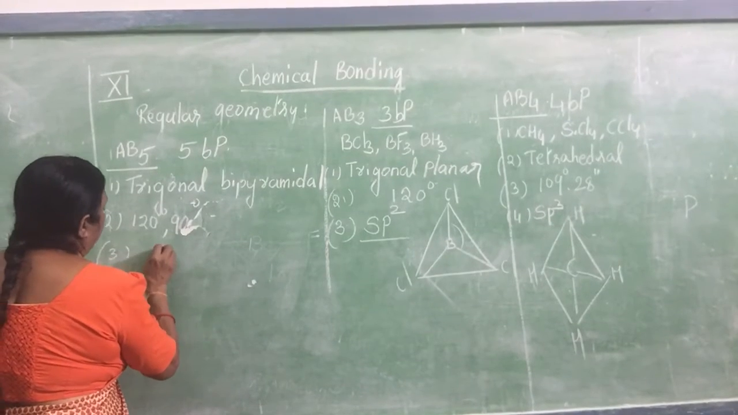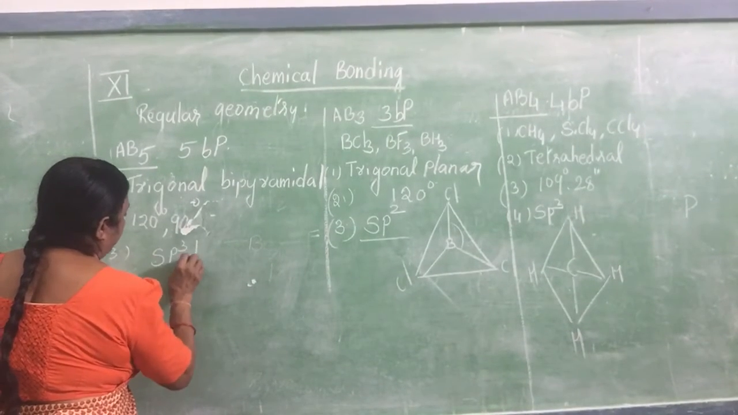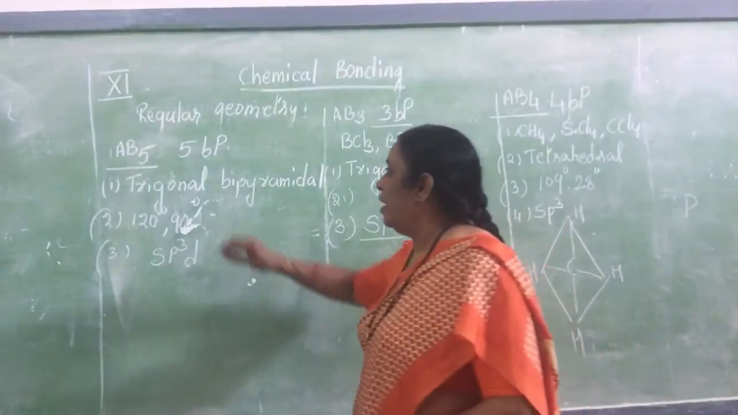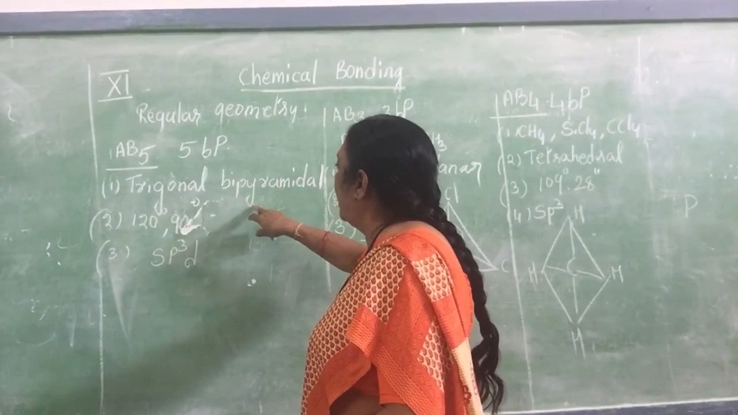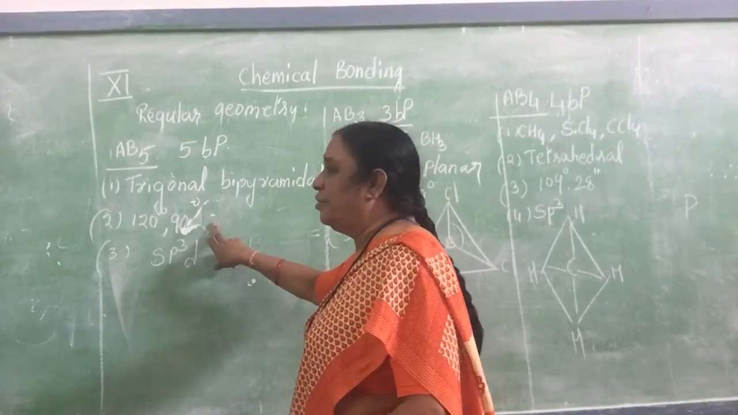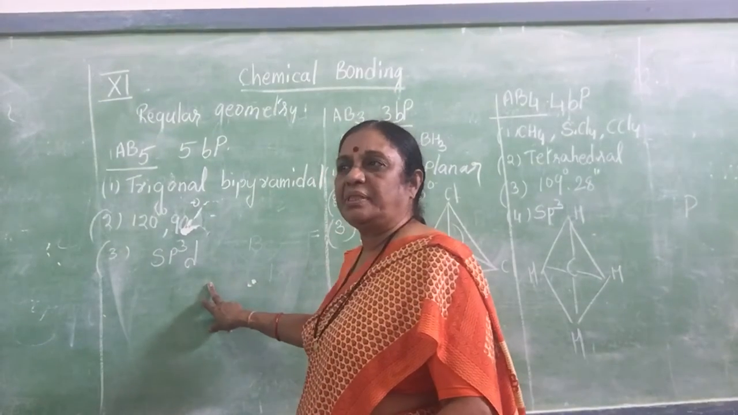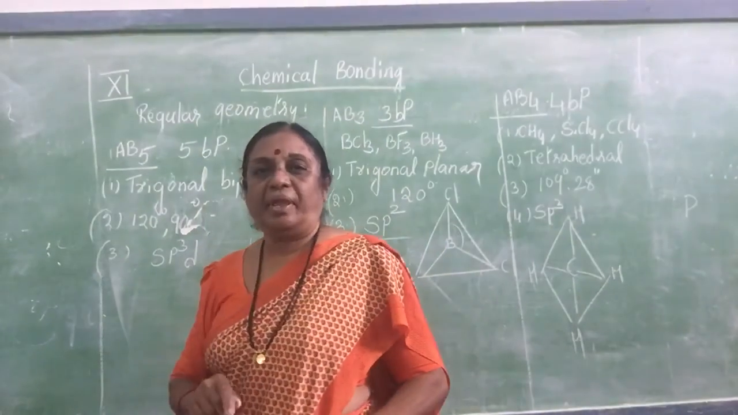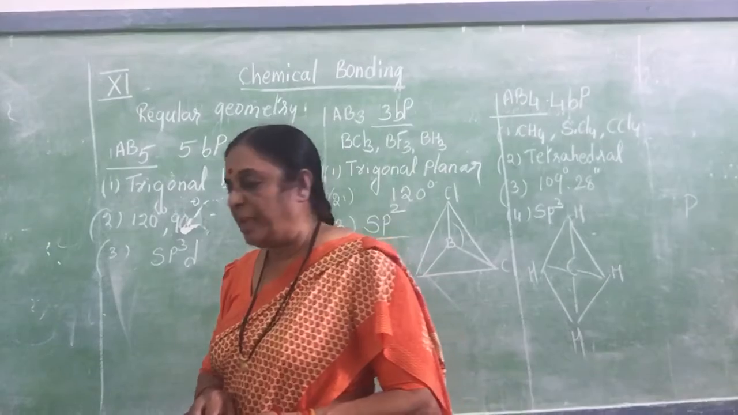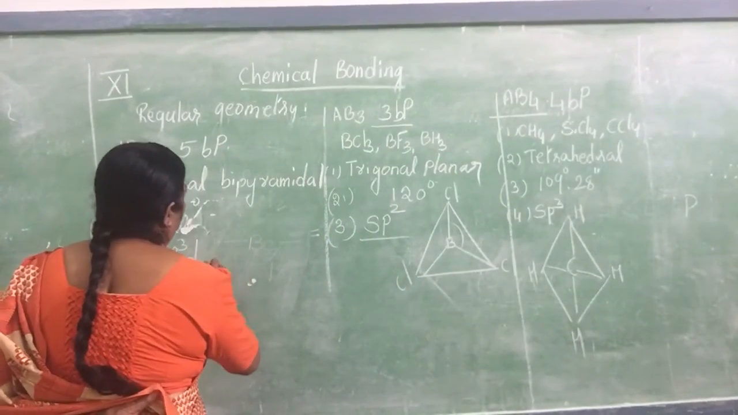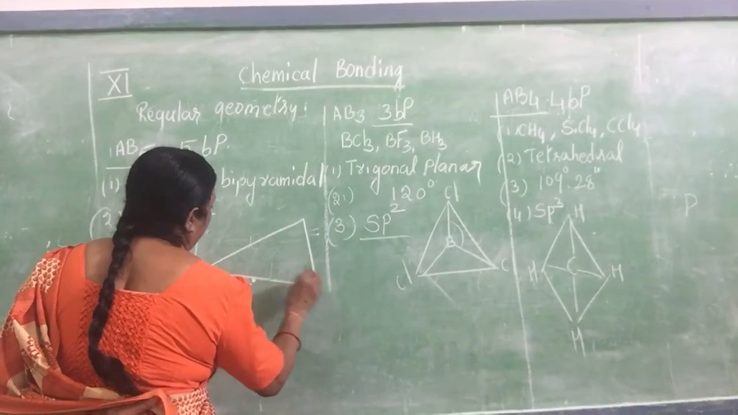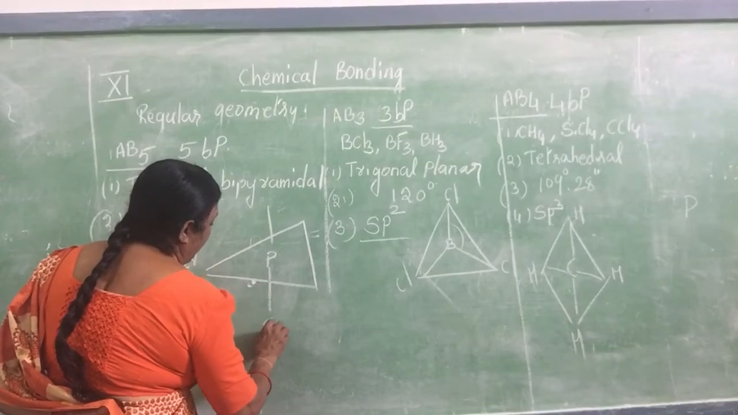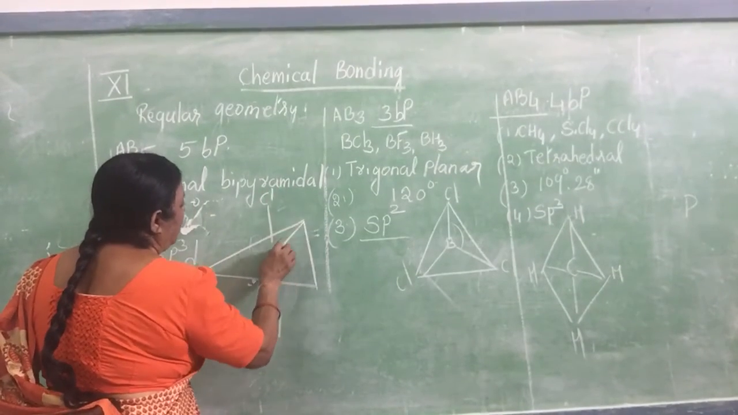Third, sp3d. And repeat, children. AB5, 5 BP, geometry trigonal bipyramidal, 120 and 90 degrees, sp3d hybridization. One atom of A reacts with 5 atoms of B. Now the shape is trigonal bipyramidal. Now to draw, the equatorial triangle. In the center phosphorus is there, and 2 chlorine atoms in the form of a pyramid, bipyramidal.